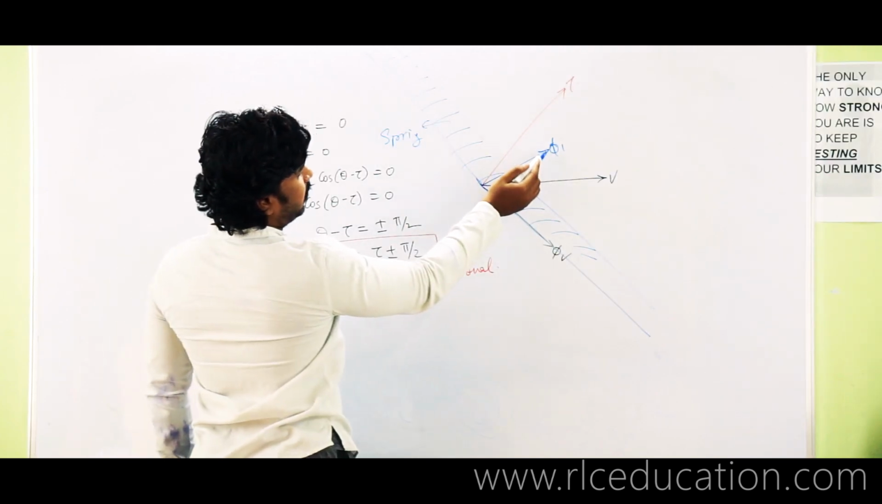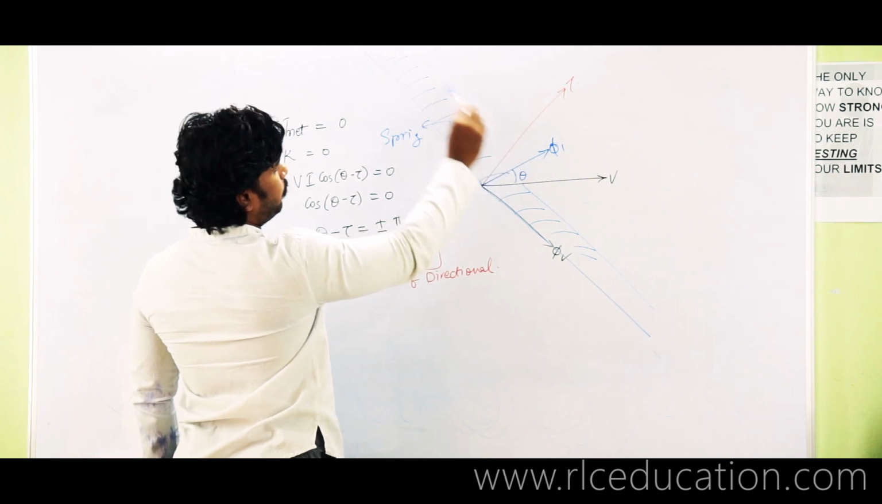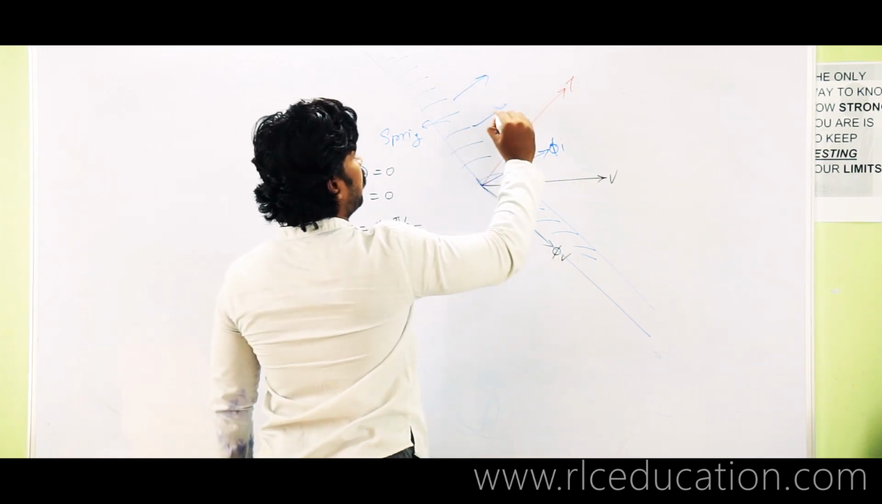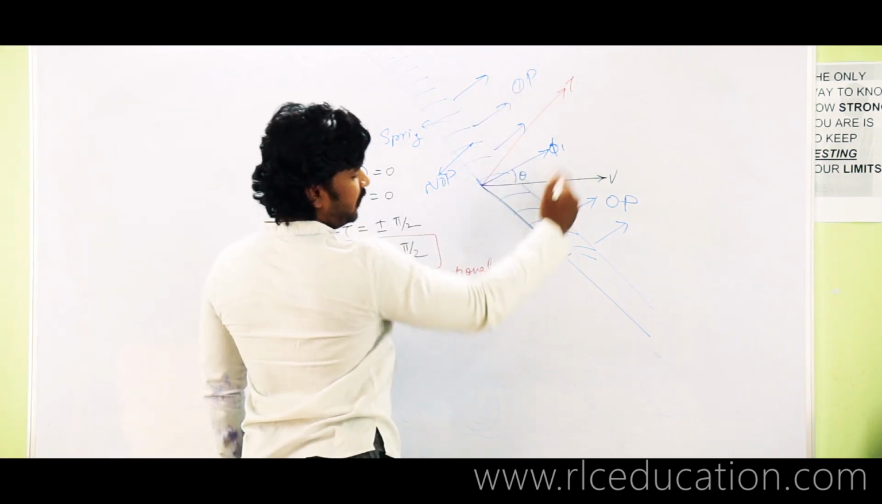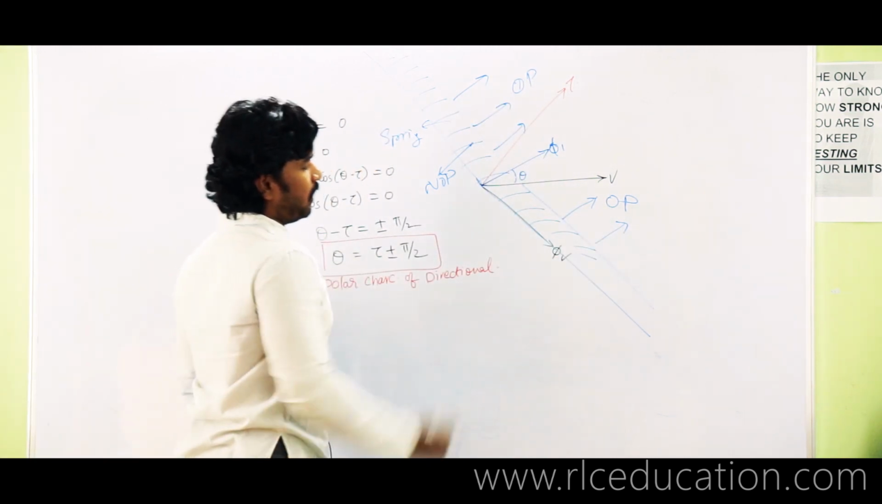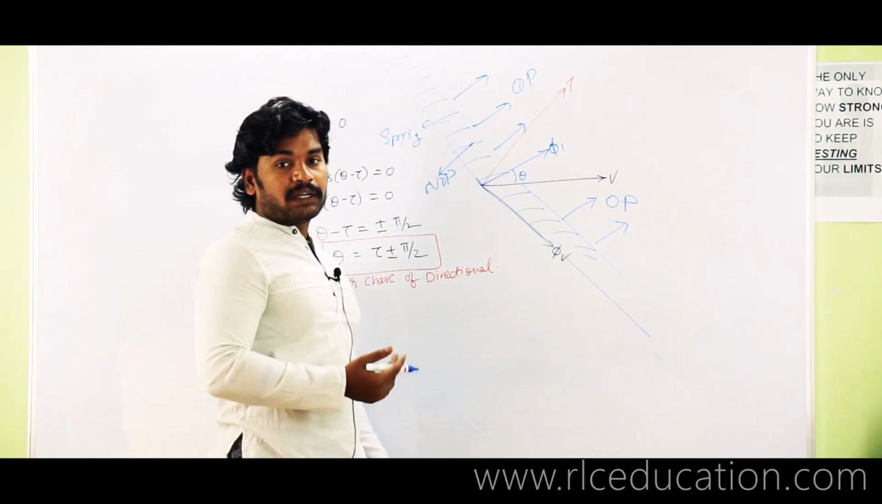So if the current vector varies up to these angles, up to this line, all this zone is the operating zone. All the area above this line is operating, and below that is non-operating. So that is the polar characteristics of a directional relay.